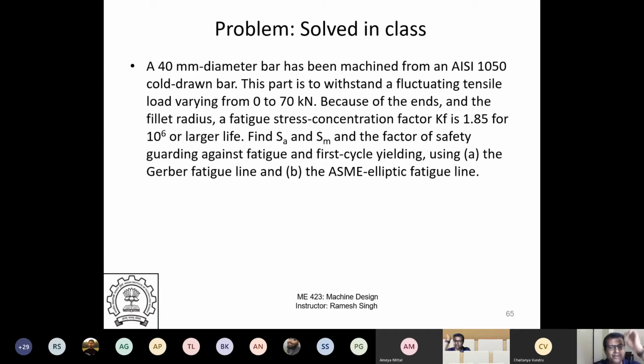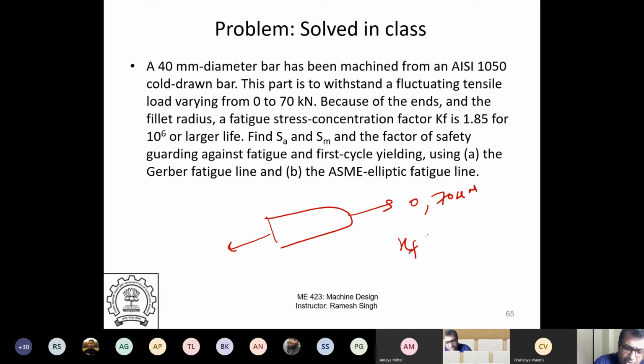So this is a simple problem. Let's take it from there. You have a 40 millimeter diameter bar, which has been machined from AISI 50 cold drawn bar. This is witnessing a fluctuating tensile load. So I have a tensile load which is fluctuating between 0 to 70 kilonewton. Because of the ends, it has a fillet radius, so it has a 1.85 stress concentration factor.